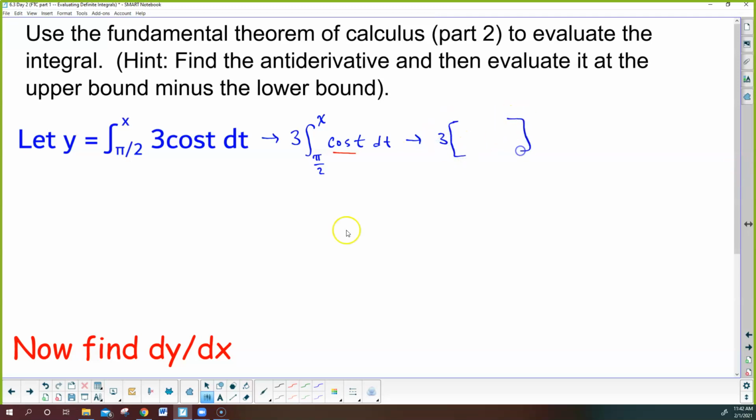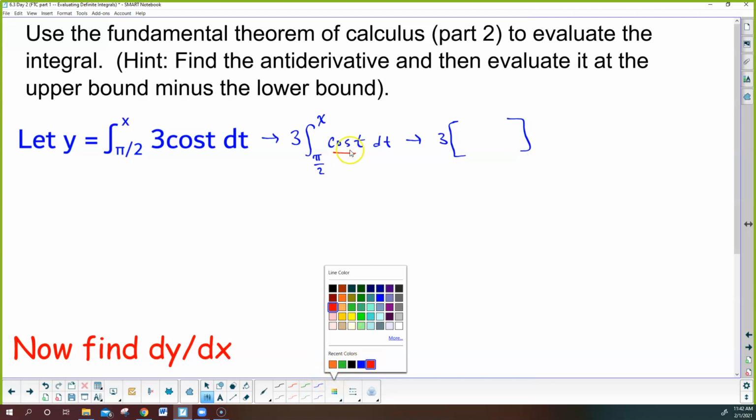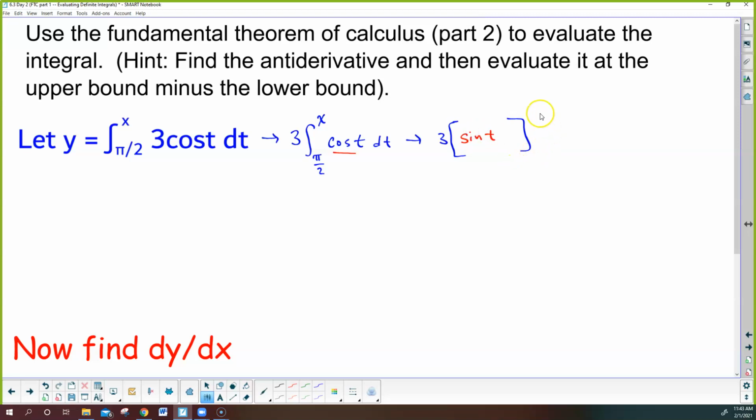And then I have to take the antiderivative. Well, whose derivative gives me cosine? The derivative of sine is cosine. So this is a very friendly antiderivative. And we're not going to put a plus c because we have bounds. And anytime you have bounds, now we got to evaluate them. And nothing really crazy either here. In this case, I get 3 sine of x, that's the upper bound, minus the lower bound, 3 sine of pi over 2.